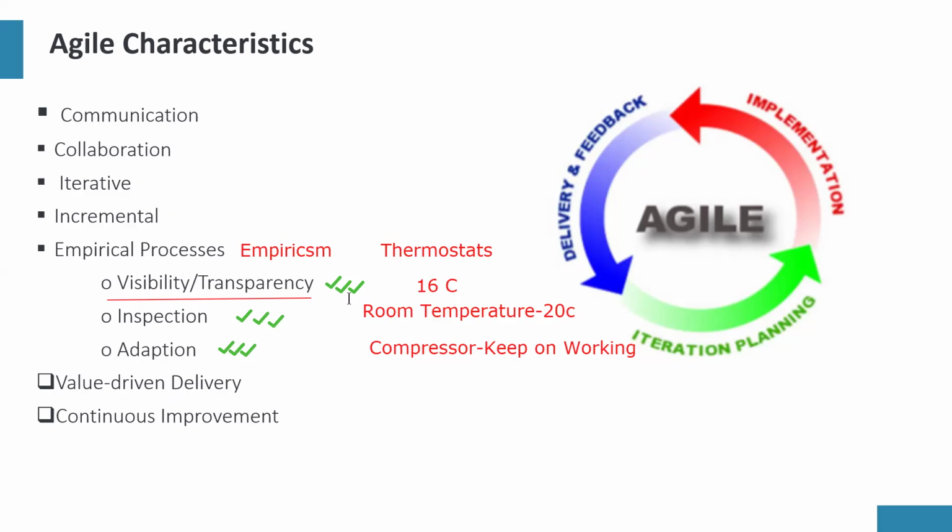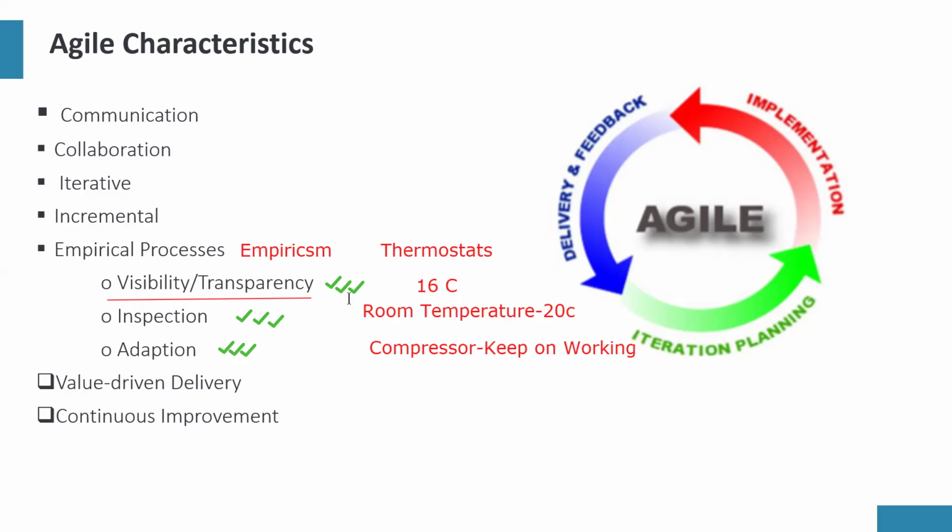From time to time, what do you do? You inspect, you check. Is this cake rising well? Is this cake coming out the way I think it should? And then what do you do? You adapt. You say, okay, let's turn down the flame or turn up the flame. That's it. That's empiricism. So in Agile, empiricism is as simple as visibility, inspection, and adaptation.